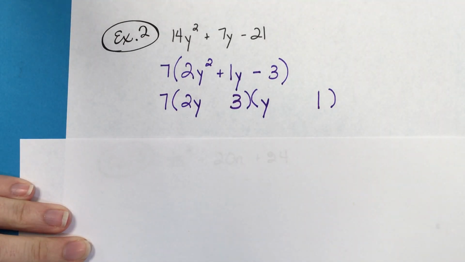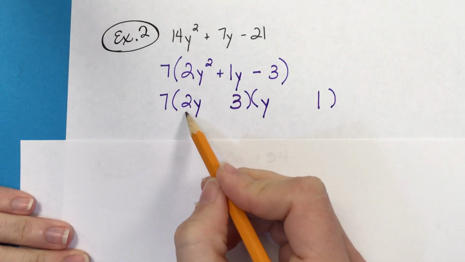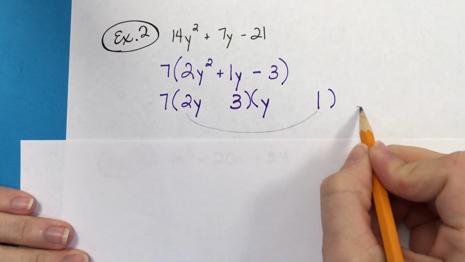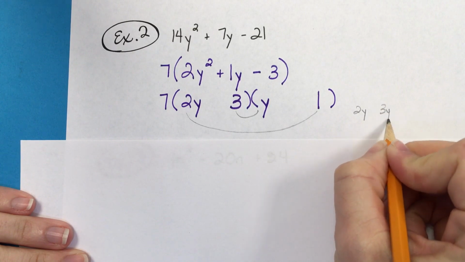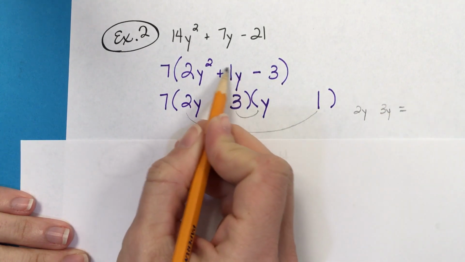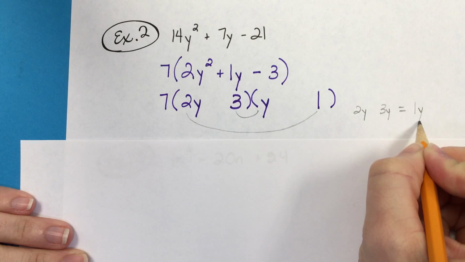So let's make sure we got the right combination. If I multiply the outside together, I get a 2y. If I multiply the inside together, I get a 3y. Now my middle term that I'm trying to come up with is a positive 1.